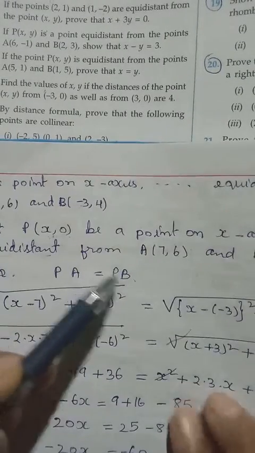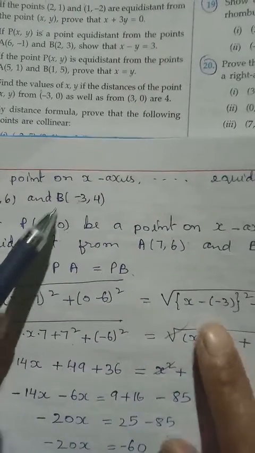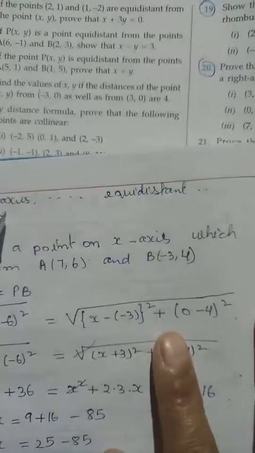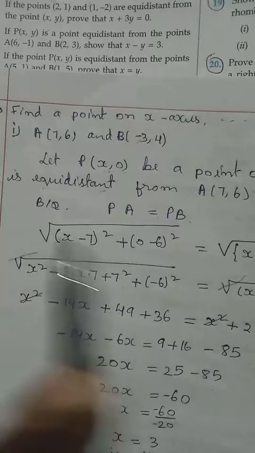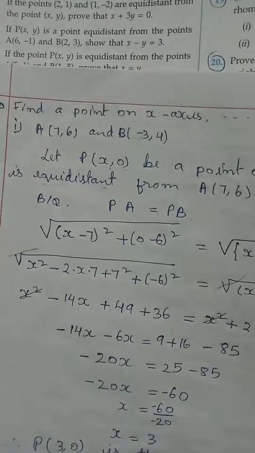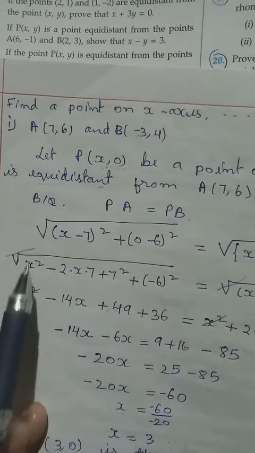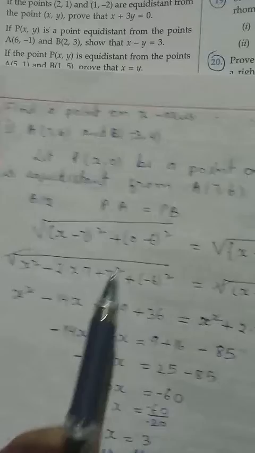Then here we have PB. So x and minus 3, so double minus, 1 from question, 1 from formula, then 0 minus 4. Both sides are equal, square root we can cancel. Here you have one alphabet, one number, we cannot minus them, we can apply a minus b whole square. So it comes a square minus 2ab plus b square.